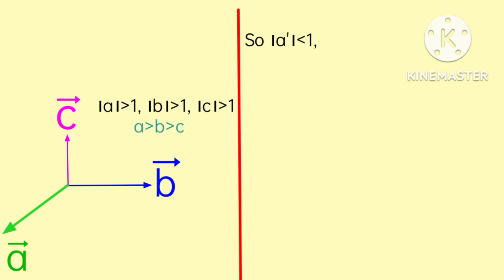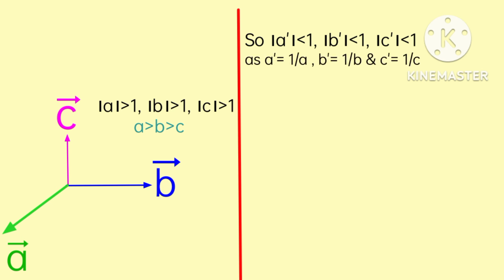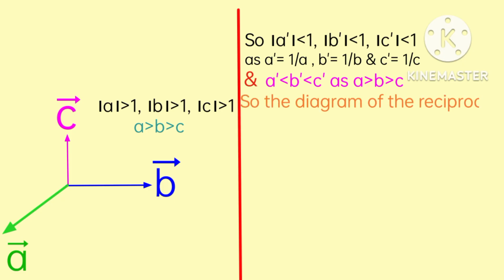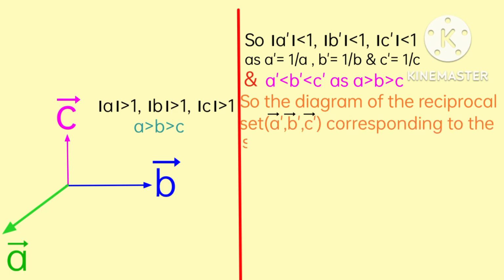So, for the reciprocal set of vectors, magnitudes of each vector will be less than 1, and A' less than B' less than C' as A greater than B greater than C. So, the diagram of the reciprocal sets of vectors A', B', C' corresponding to the set of vectors A, B, C can be drawn as has been shown below.